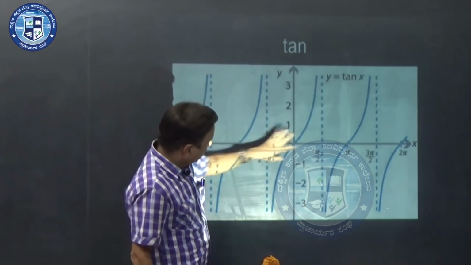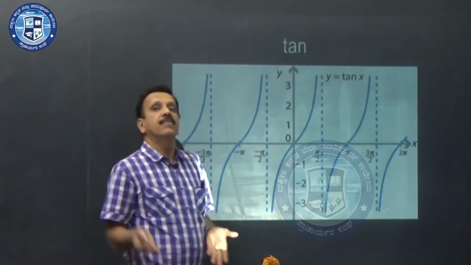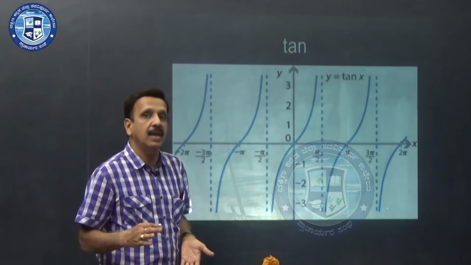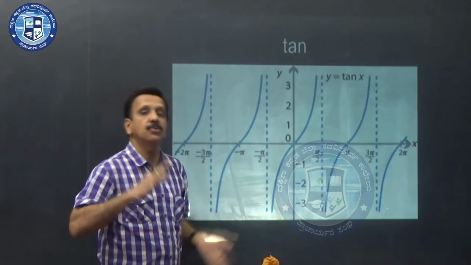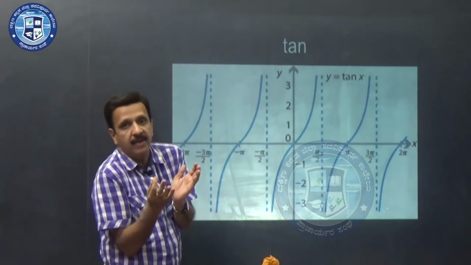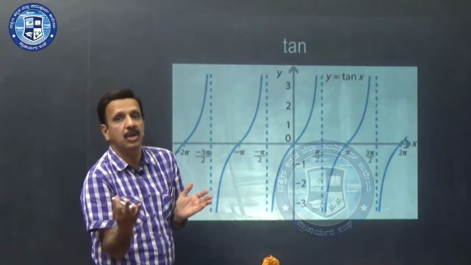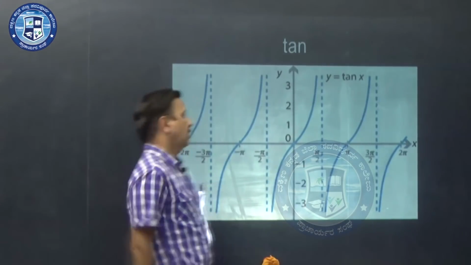But the curve is not defined at minus pi by 2 and at pi by 2. That is why, when you consider the range for tan inverse, minus pi by 2 to plus pi by 2 is the range, but it is an open interval. Minus pi by 2 is not included, plus pi by 2 is also not included in tan inverse. Okay.